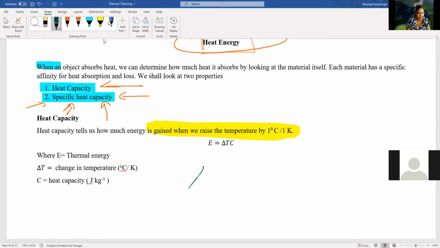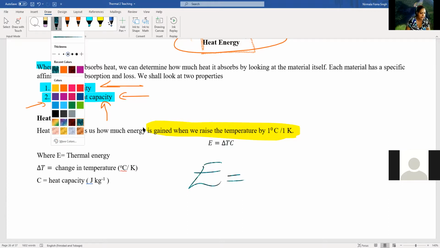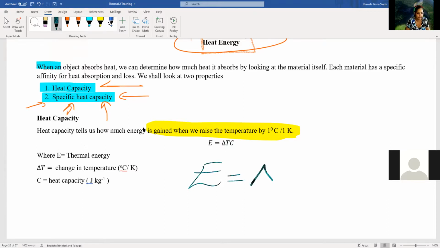So I have energy is equal to, marker is too thin, right? Energy is equal to my change in temperature, delta T. Remember, delta here is a math symbol that represents change. And delta T will be your temperature multiplied by a constant called heat capacity.